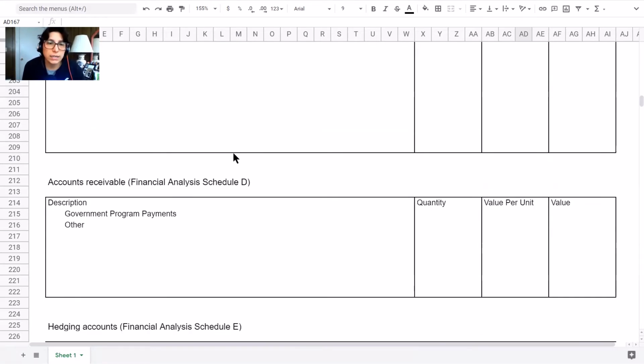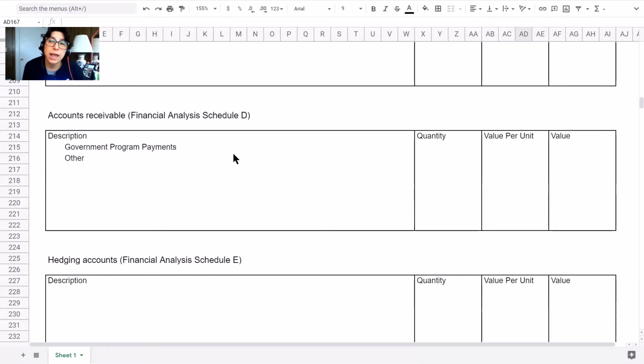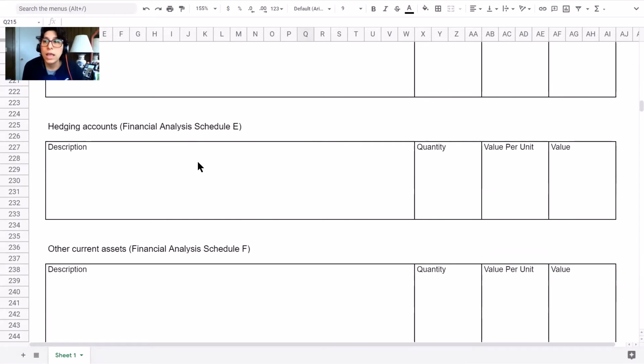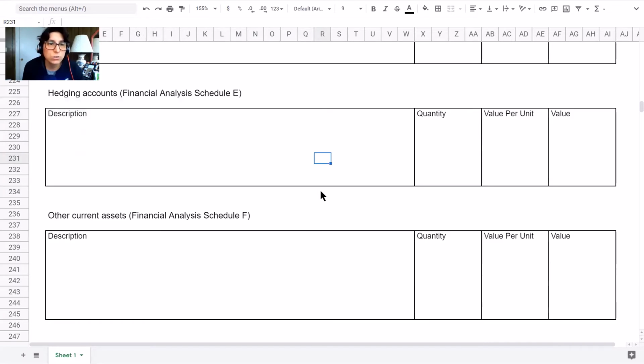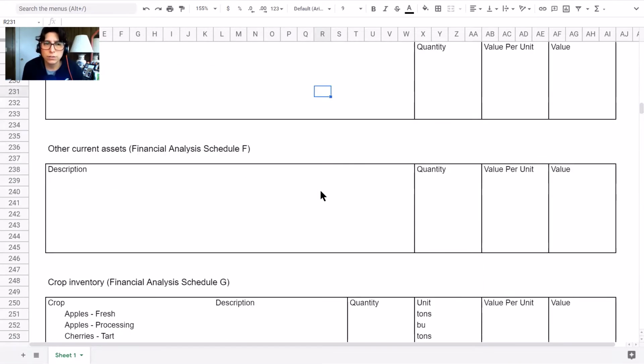We saw that already. Let's look at accounts receivable. Accounts receivable includes any amounts owed to the business and expected to be collected within a year. Government payments should reflect payments yet to come as a result of past activities, not future activities. Hopefully that makes sense. Next is inventory. There is also a table for hedging accounts, which very few people use, and other current assets.